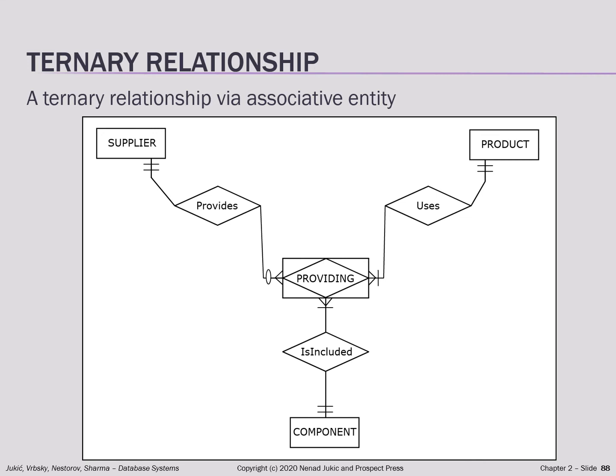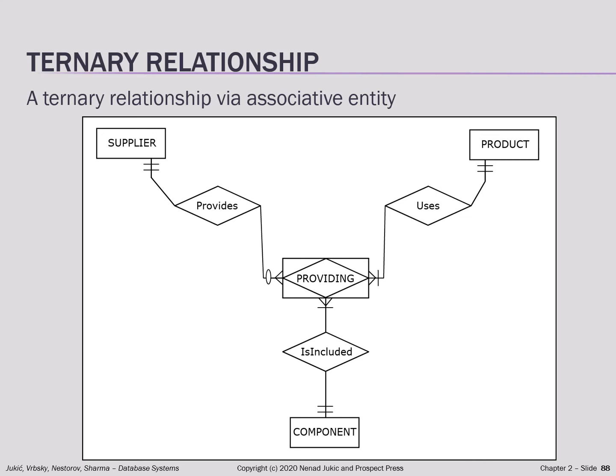Instead, we use associative entities. Associative entities eliminate ambiguity of cardinality constraints in ternary relationships. It is clear what's happening here. We have an associative entity providing, which indicates instances of a supplier providing a component for a product.